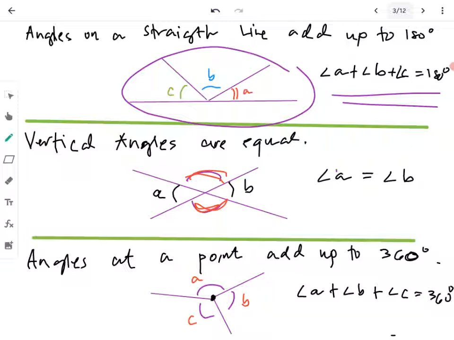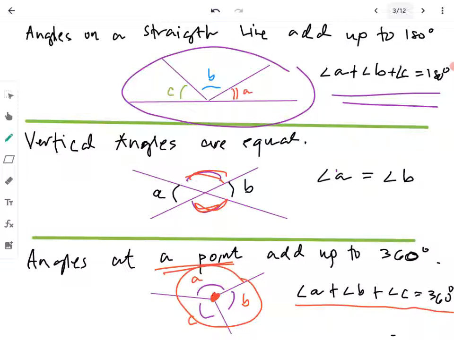The next is number 3. Angles at a point add up to 360 degrees. Angles at a point means all of these angles share a common point, as you can see at this point. It's like a rotating angle, one complete circle. So that's 360 degrees. When you add A plus B plus C, that's 360 degrees.